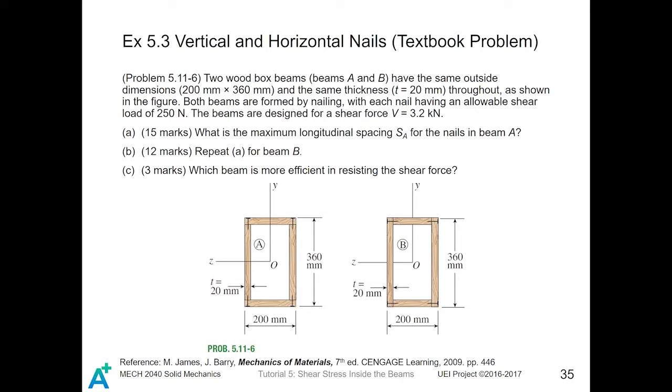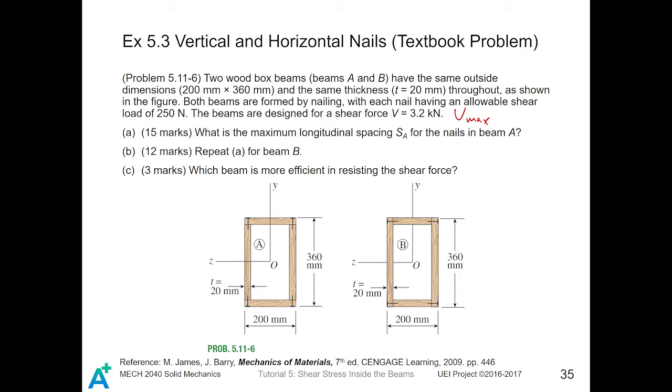Both beams are formed by nailing, but beam A is formed by the vertical nail. Beam B is formed by the horizontal nail. Each nail has an allowable shear load of 250 newtons, and the beams are designed for a shear force V equal to 3.2 kilonewtons. So this time, V max is given to be 3.2 kilonewtons.